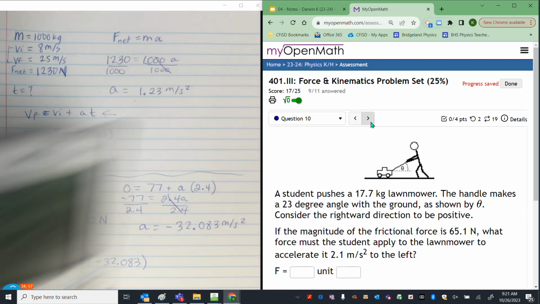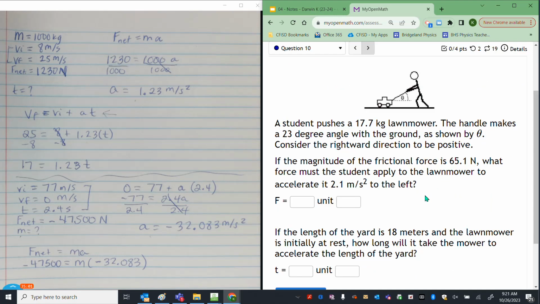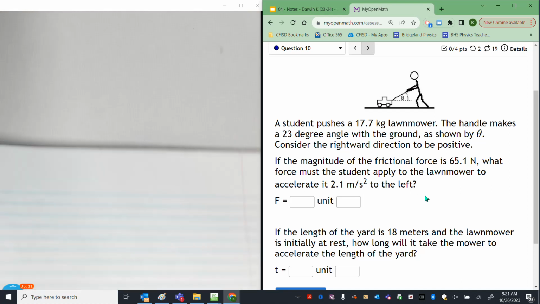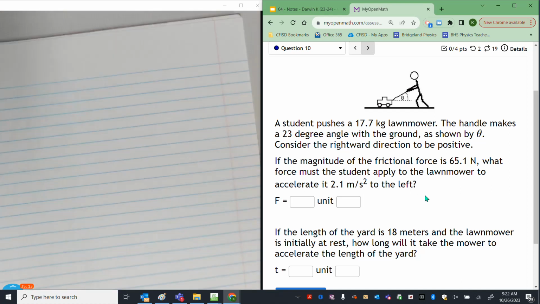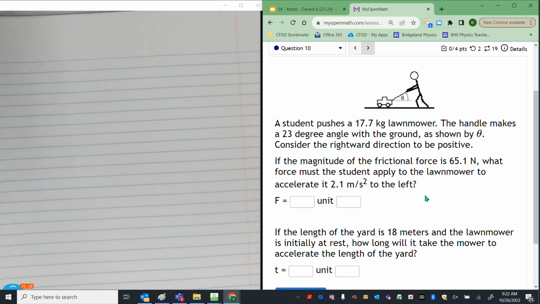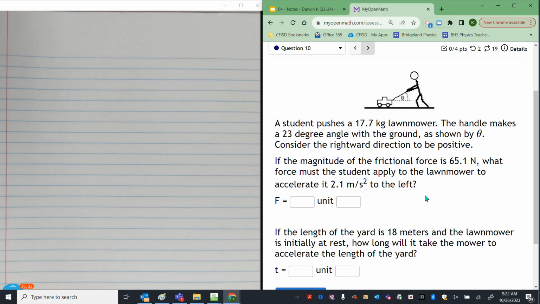Number 10. A student pushes a 17.7 kilogram lawnmower. The handle makes a 23-degree angle with the ground as shown by theta. Consider the rightward direction to be positive. If the magnitude of the frictional force is 65.1 newtons, what force must the student apply to the lawnmower to accelerate it at 2.1 meters per second squared to the left?